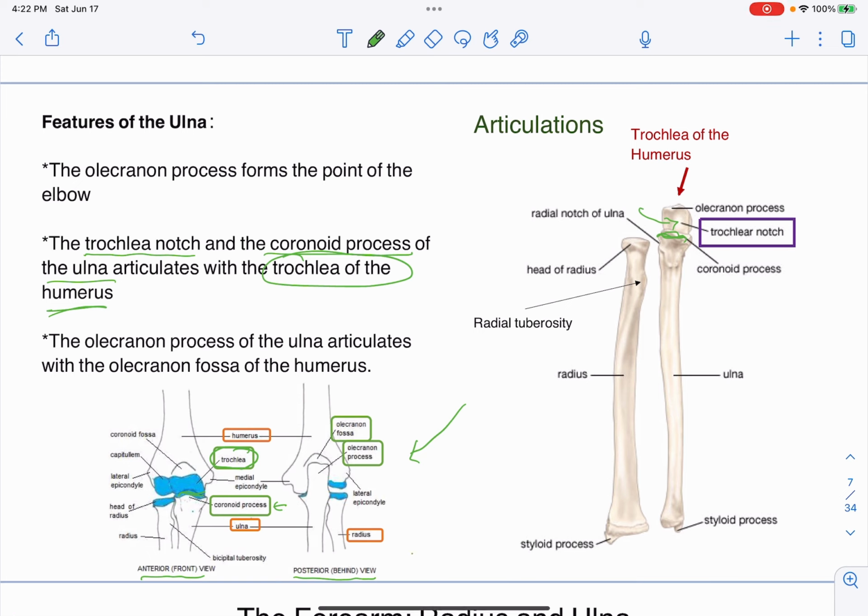If we look at the posterior view, you can then see the olecranon process. That was that area I asked you to palpate at the back of your elbow. That is going to articulate with the olecranon fossa of the humerus. Remember that fossa on the back of the humerus.